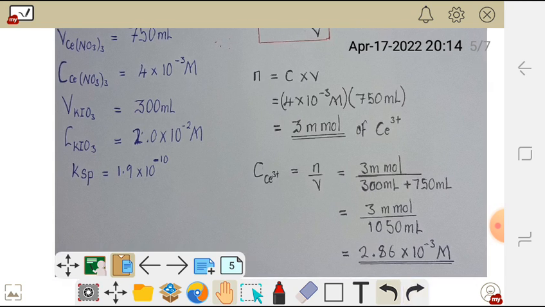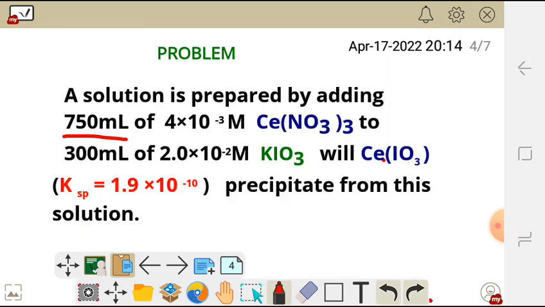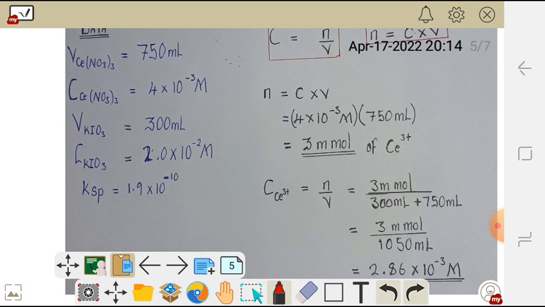So the concentration of cerium will be the number of moles over the volume. Remember now, the volume will be 750 mL plus 300 mL. Why? Because we want the concentration of cerium in the product, after this has been added to 300 mL. That's why we are using 750 plus 300 mL. But the number of moles won't change. The number of moles of the reactant will be the number of moles in the product.